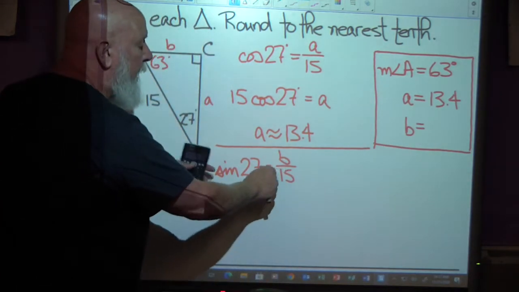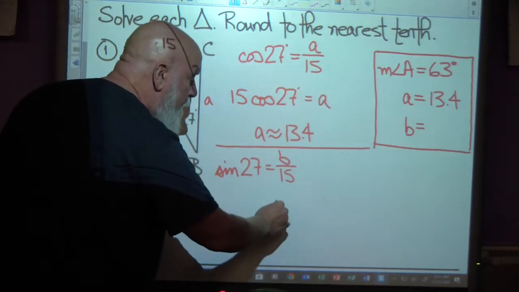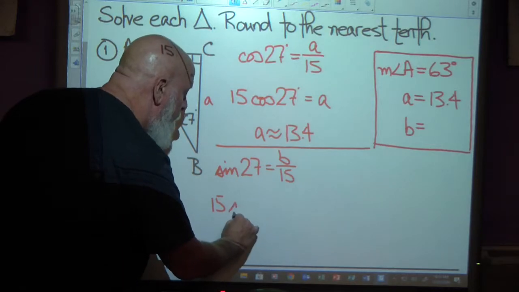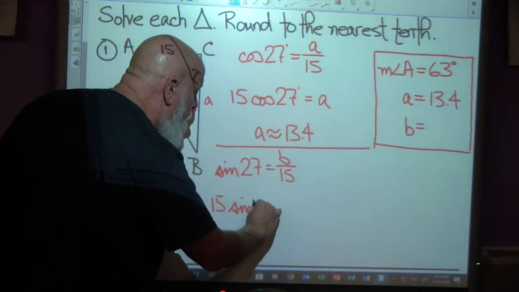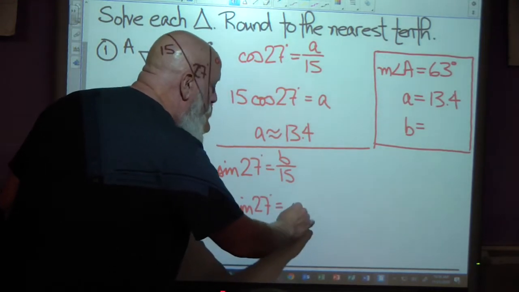To solve this for b, I'll multiply both sides of the equation by 15. That will cancel on this side and leave me with b. And on this side, I'll wind up with 15 sine 27 degrees. Left off my degree symbol there. And that gives me b.